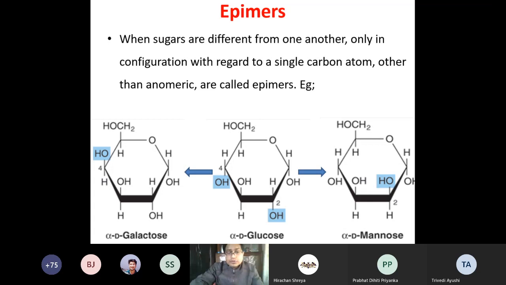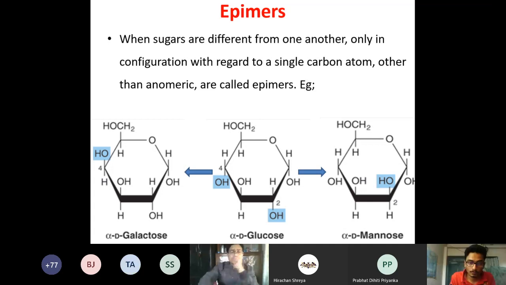That means glucose and mannose are C2 epimers. Now, if we compare the molecule of glucose with the molecule of galactose, these two molecules are the same except at the fourth carbon. At the fourth carbon, you see the OH group pointing downwards here, but here the OH group is pointing upwards. That means in the Fischer projection, this is on the right side and this is on the left side. Otherwise, all the configurations are the same.